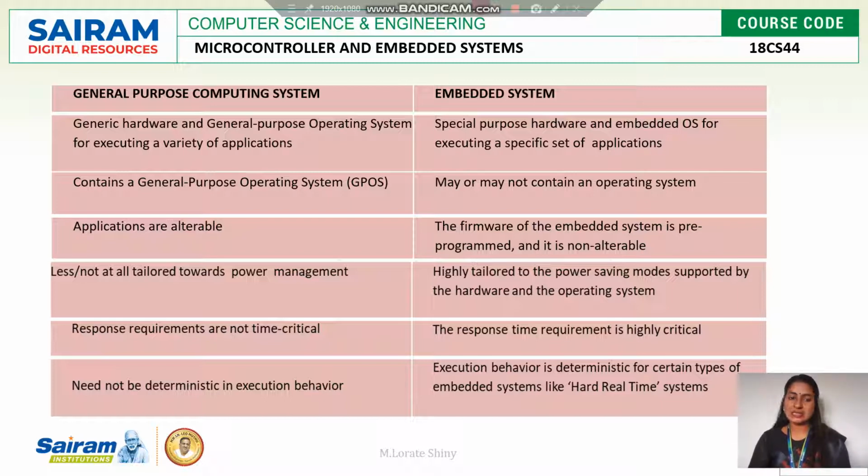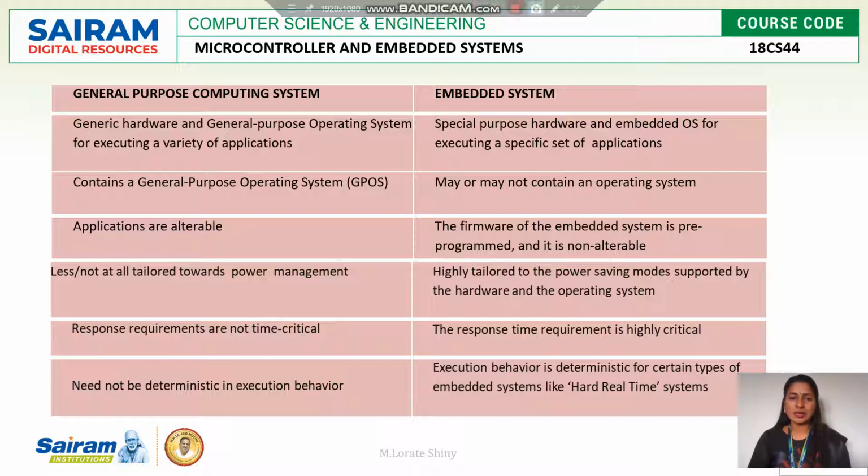A general purpose computing system is not required to be deterministic in execution behavior. Non-deterministic means it does not need to follow the time requirement. But in an embedded system the execution behavior is deterministic, which means for a particular task, if the time is set to 5 seconds, the task must be completed within 5 seconds. Okay. And this execution behavior is very important for embedded applications like hard real-time systems.